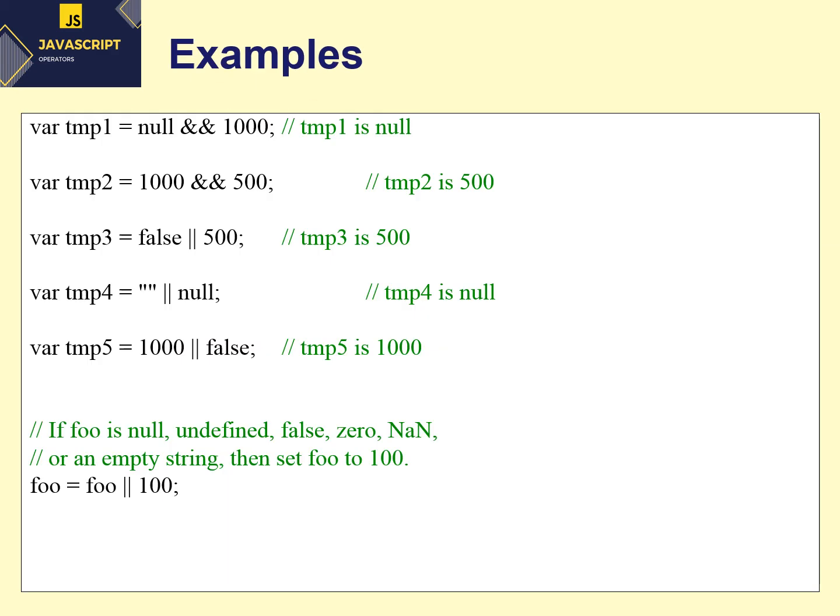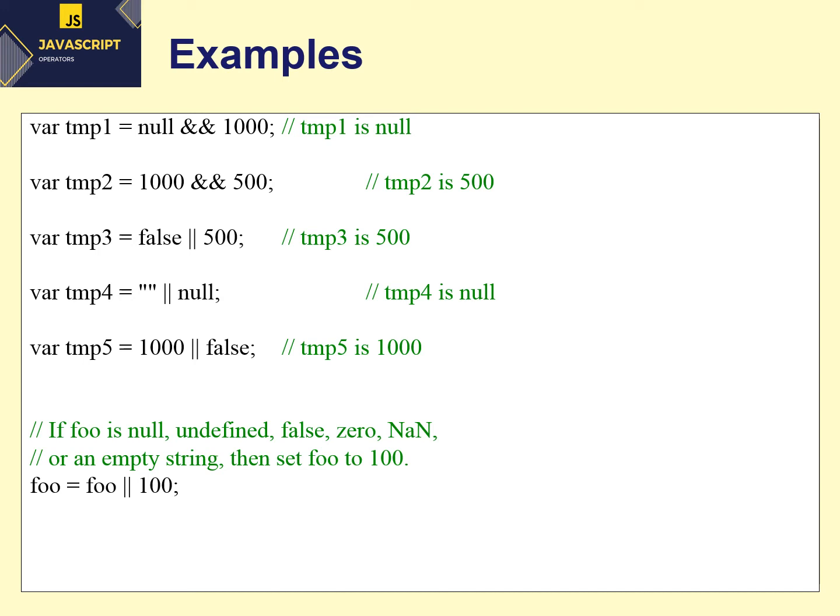Now we have some examples related to logical operators. The first expression: variable temp1 is equal to null logically AND 1000. Null is treated as a false value, and 1000 is treated as a true value. So here it is false and true, and false and true produces a false value. So temp1 has the null value.